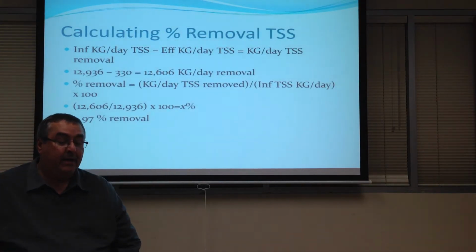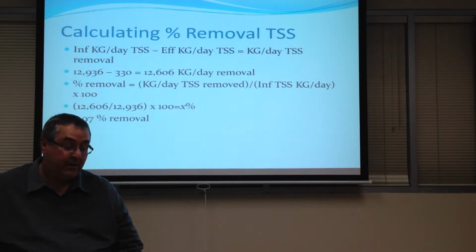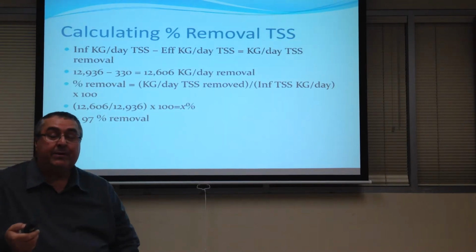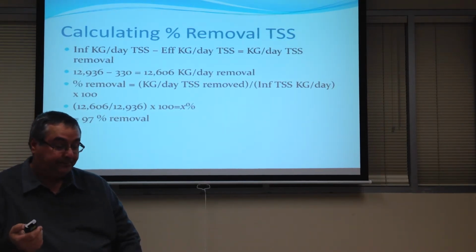Then if we want to calculate the percent removal, we subtract the effluent TSS kilograms from the influent TSS kilograms, and we divide the difference by the influent TSS and multiply that by 100. And in this case, we came up with 97% removal.